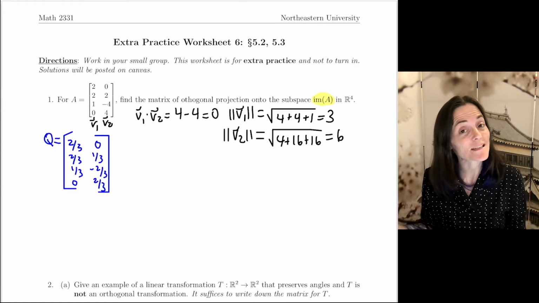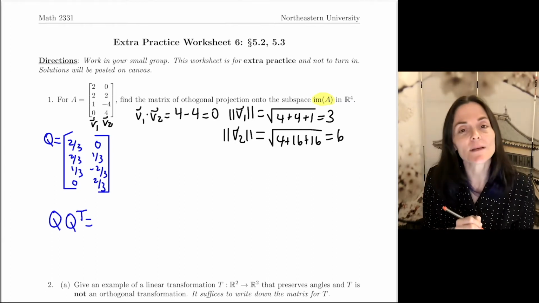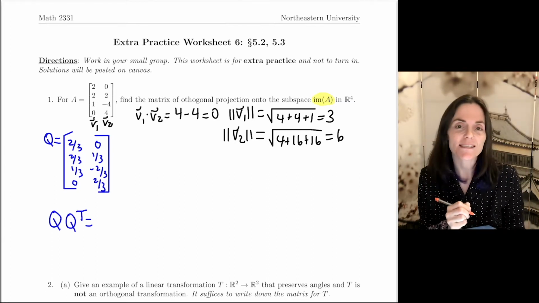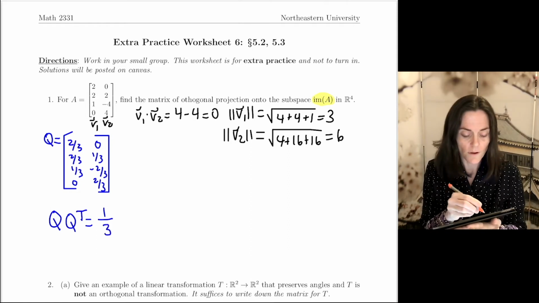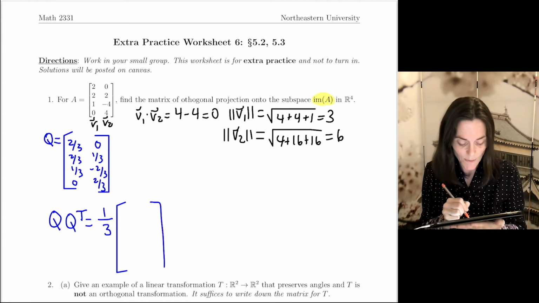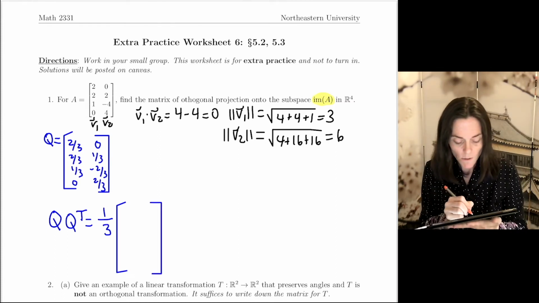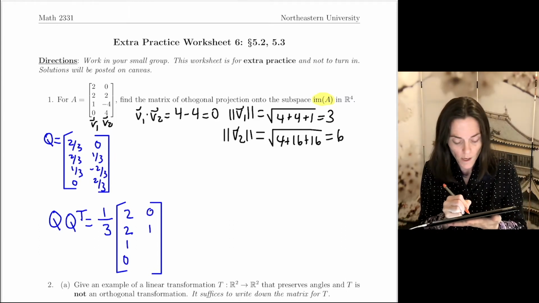The matrix of projection that I'm looking for in this problem is QQ transpose. Now you notice every entry in my matrix has a 3 in the denominator. So let's just factor out a third. It can make my life just slightly simpler as I'm calculating this projection matrix. So then I have 2, 2, 1, 0. I have 0, 1, minus 2, and 2.